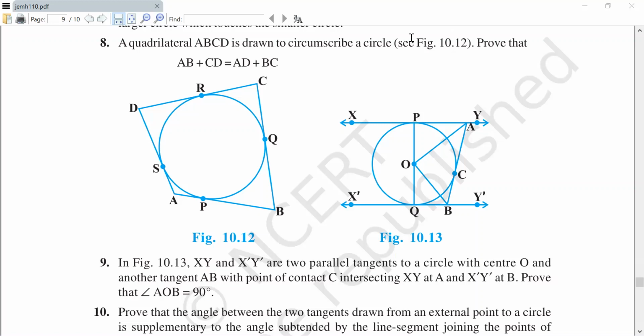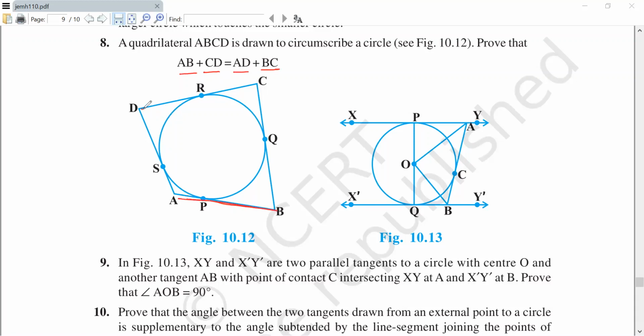Let's quickly run through this. Quadrilateral ABCD is drawn to circumscribe a circle. By circumscribe, we mean that the circle falls exactly inside. It touches all four sides of the quadrilateral. So this quadrilateral is said to be circumscribing the circle. That's a new word here. Now they're saying prove that AB plus CD is equal to AD plus BC.